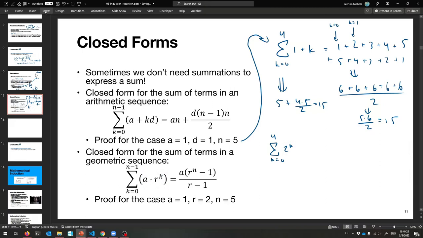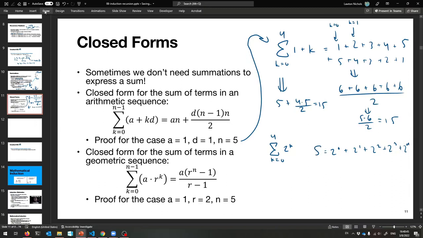So add a bunch of powers of 2, okay? That's going to give me 2 to the 0 plus 2 to the 1 plus 2 to the 2 plus 2 to the 3 plus 2 to the 4. That's the last one. And let's call that the sum that we want. Let's call that S, capital S.